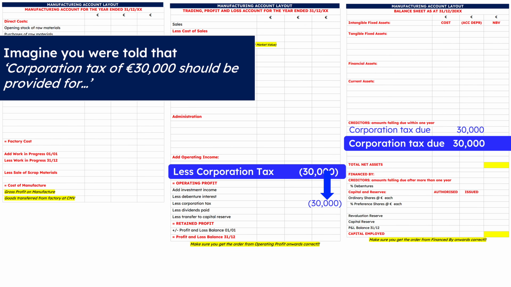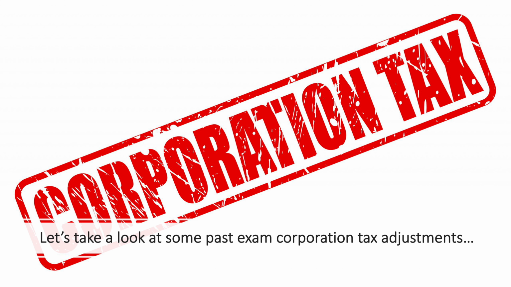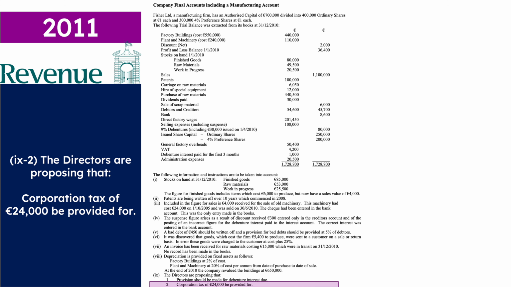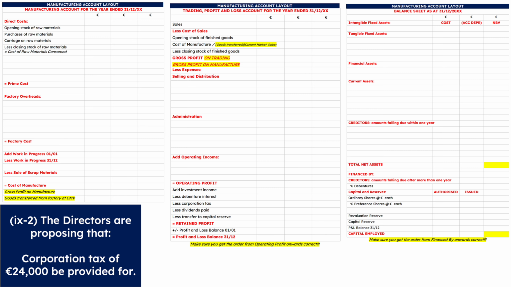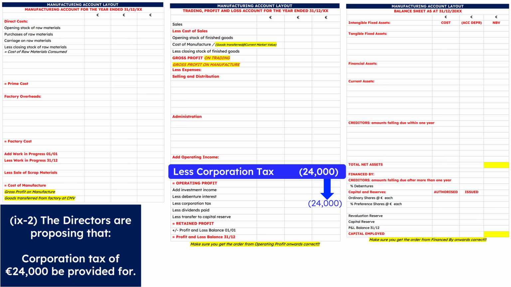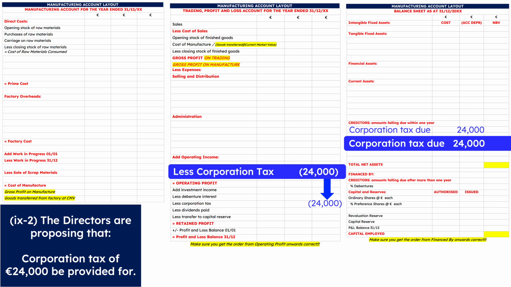All right, let's look at some past exam corporation tax adjustments. Very, very easy. You just need to know the layout, and you need to know to put it in creditors minus 1 year. So in the 2011 manufacturing account, it was note 9 part 2. The directors are proposing that corporation tax of 24,000 be provided for. So you've got corporation tax there minus 24,000, and in the creditors, corporation tax due 24,000.